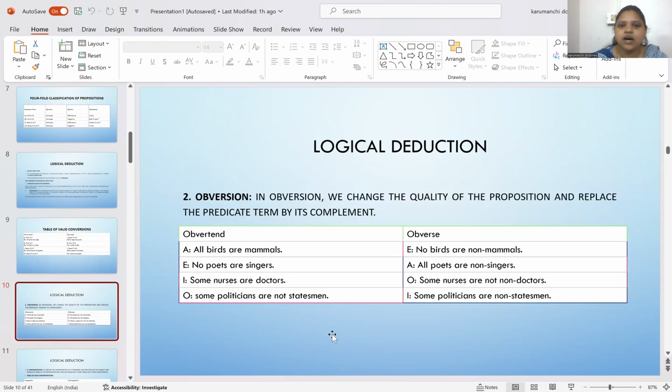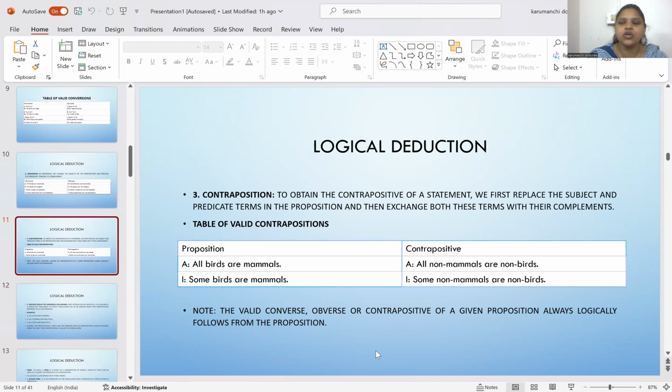And the next one is obversion. In obversion, we change the quality of the proposition and we replace the predicate term by its complement. If we see here, all birds are mammals, and the answer is no birds are non-mammals. No poets are singers, the answer will be all poets are non-singers. Some nurses are doctors, some nurses are not non-doctors. Some politicians are not statesmen, some politicians are non-statesmen.